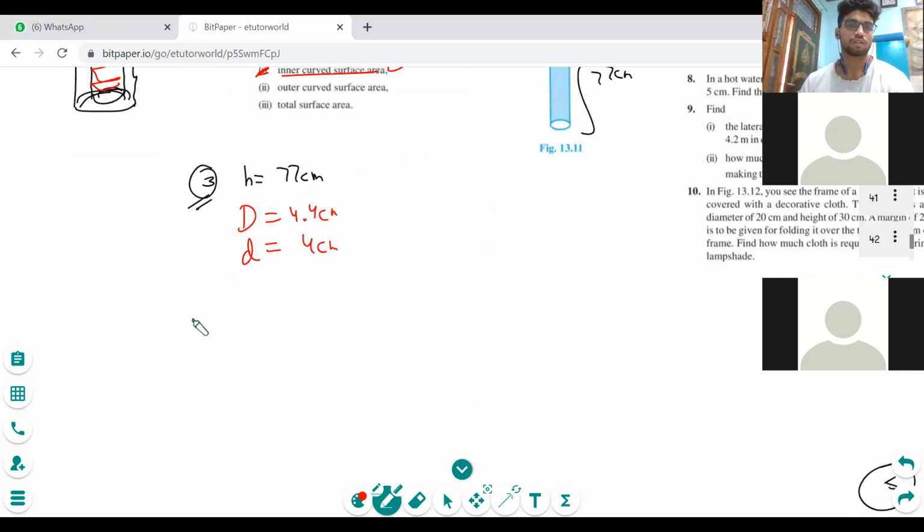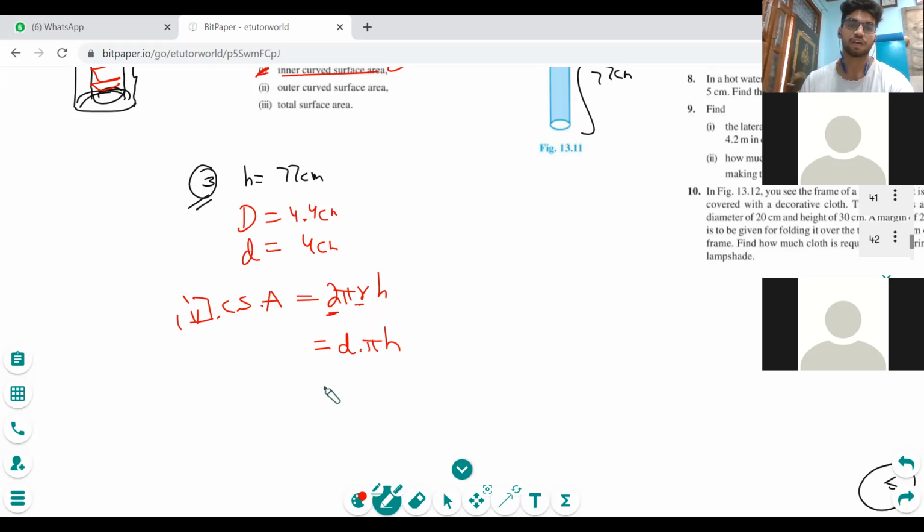Okay. So the first part is inner curved surface area. So we will just use 2 pi rh, small r. Beware of small r. We need to use small r. So if I just multiply 2 with r, I will get small d. Obviously, I have been given d. You can halve this to get r, or you can do the reverse, that is multiply 2 by r, and you will get d here.